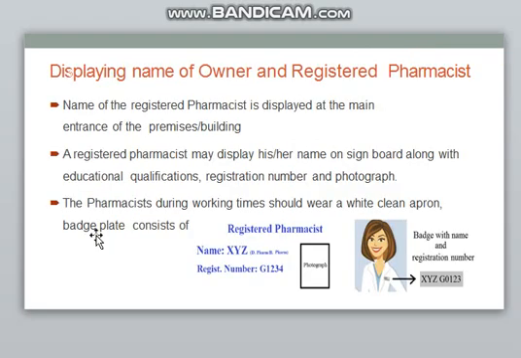Next, most important, is displaying the name of the owner and the registered pharmacist. Every registered pharmacist should display their name at the main entrance of the premises or the building. The registered pharmacist displays his or her name on the signboard along with the educational qualification, registration number, and the photograph. This is the example, the photograph of the pharmacist, and here there should be a badge. A pharmacist should wear a clean apron with a badge, and the badge should have the name and the registration number.